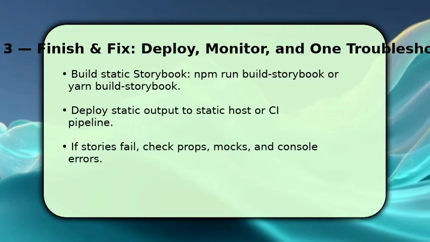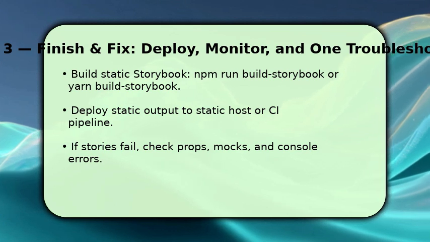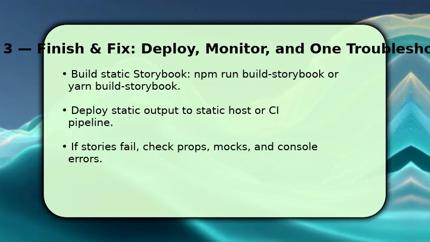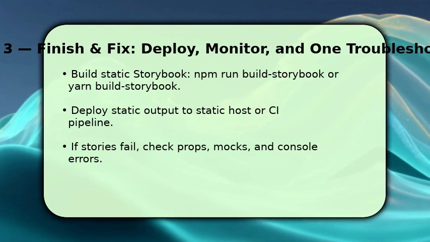You're ready to finalize. Build a static Storybook for sharing using the build-storybook script, then deploy that output to your chosen host or pipeline. Once deployed, include the Storybook link in PRs so reviewers interact with components.